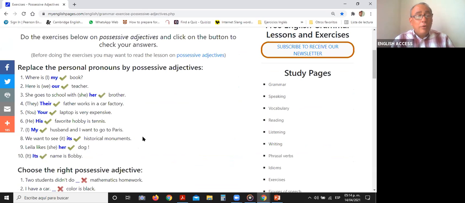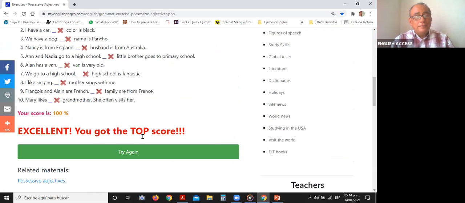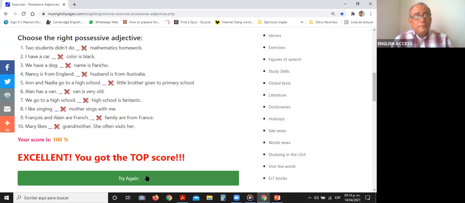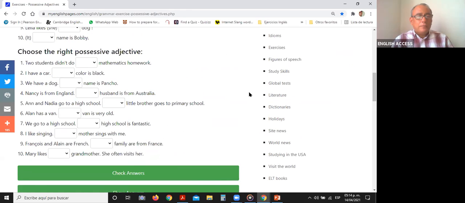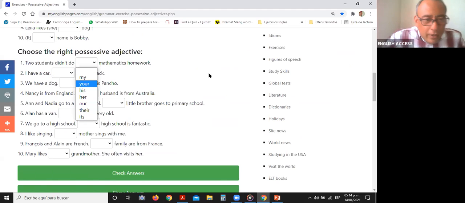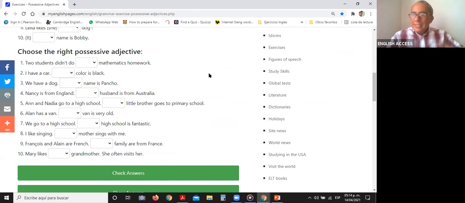Do you want to do number 2? ¿Quieren hacer el número 2? Yes. Okay, just click in try again and do number 2. And you select the correct possessive adjective. I'm going to give you 2 minutes because this is very easy. Please do it and let me know when you're ready. And how many goods did you have?